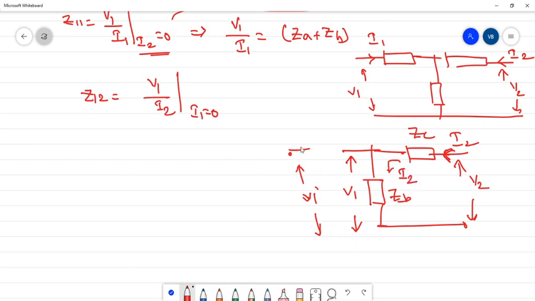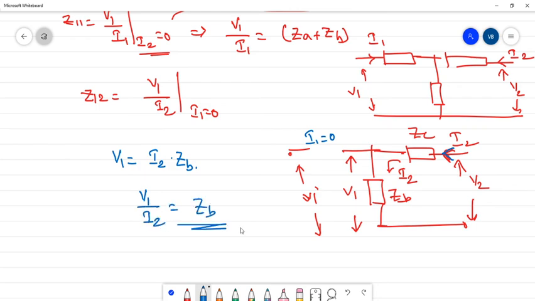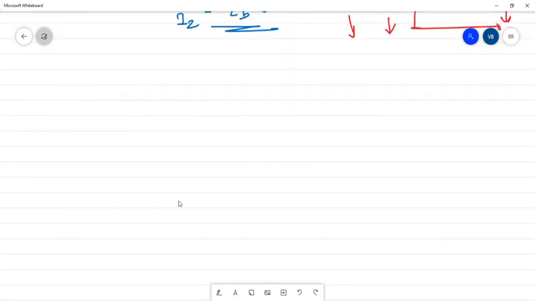But because I am going to make I1 as 0 here, only the I2 current passes through the ZB network. So here is a potential difference, that is V1, across the ZB. So here we can write V1 is equal to I2 into ZB. Yes, I2 current passes through the ZB. So V1 potential equals resistance into current, that is ZB into I2. So V1 by I2 is equal to ZB. Z12 is nothing but ZB. So third, what is the third? That is Z21.